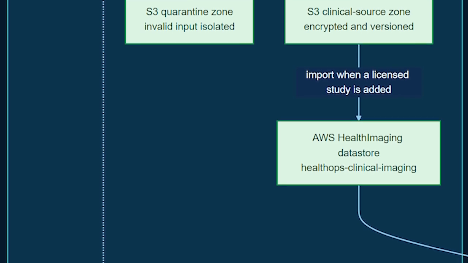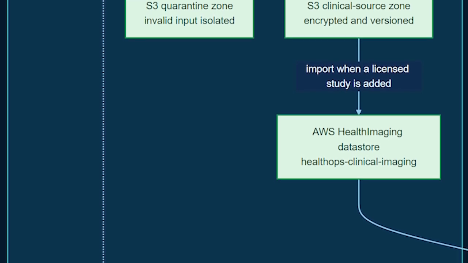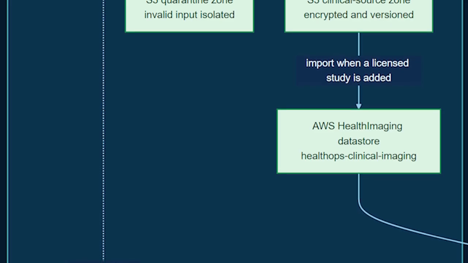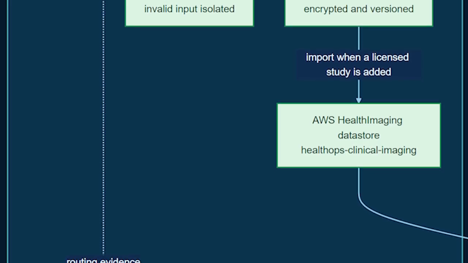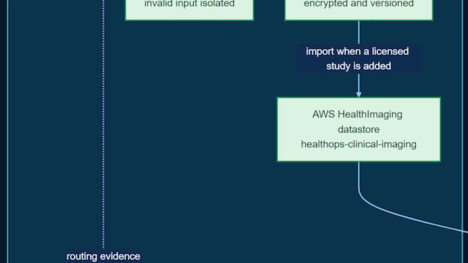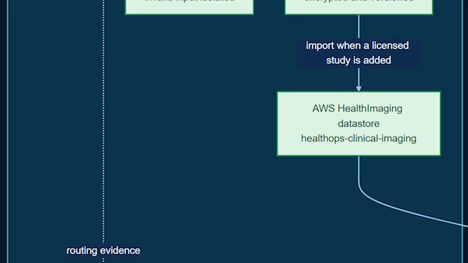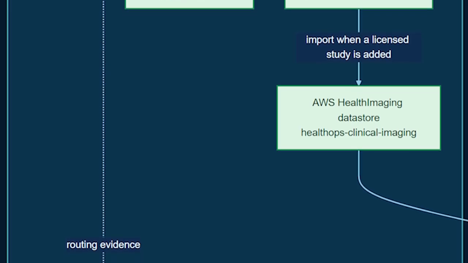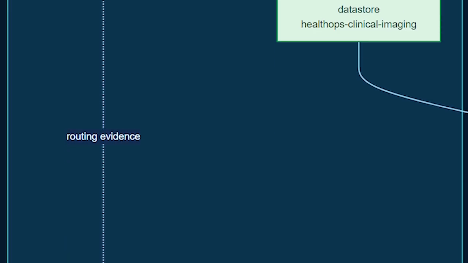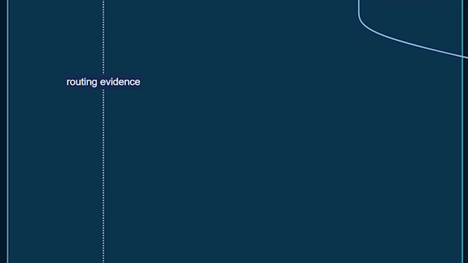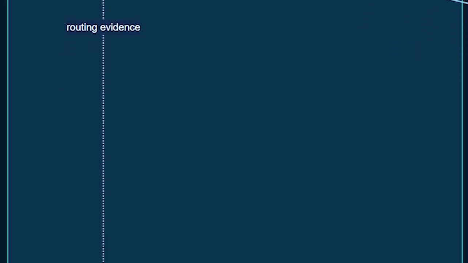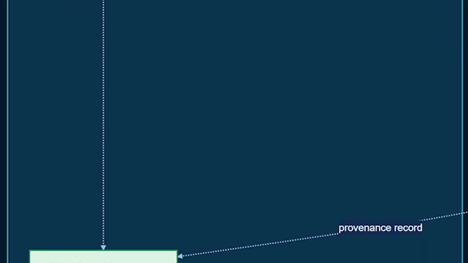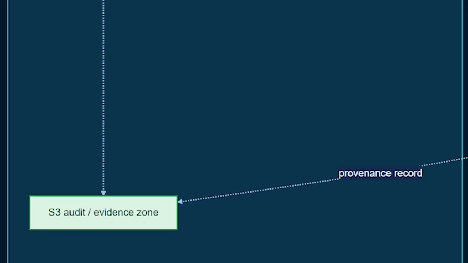AWS HealthImaging Data Store. When an appropriate licensed, de-identified study is added, AWS HealthImaging becomes the governed imaging layer. The original DICOM remains the clinical source of truth. S3 Audit Evidence Zone. The system writes routing, evidence, and provenance records here. Evidence is treated as a first-class output of the workflow.